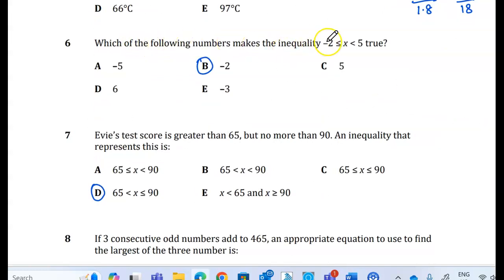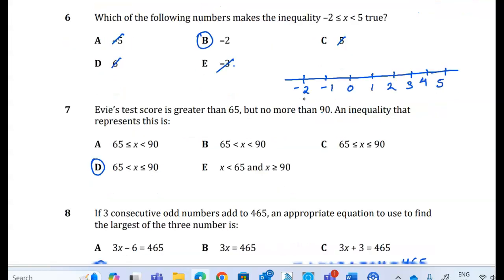Which of the following numbers makes the inequality true? So this is minus 2, this is minus 1, this is 0, 1, 2, 3, 4, 5. Okay, and your x is between minus 2 and 5. So what are the values? X is less than 5, so you can't have 5. X is less than 5, so you can't have 6. X is greater than or equal to minus 2, so you can't have minus 5. Can't have minus 3, so the only option is this.